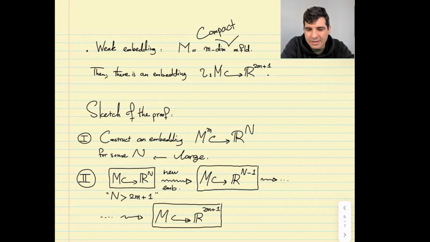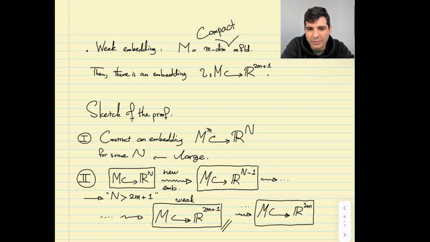There is an extra step if one likes to prove the strong Whitney embedding theorem: to reduce the dimension from R^(2m+1) to R^(2m). So this is the weak version. There would be a next step to embed M into R^(2m) to get the strong version. We are not going to prove this last step here. This last step is more challenging. We are going to stop at R^(2m+1). Okay, great. So we are going to go over the idea of these two steps.